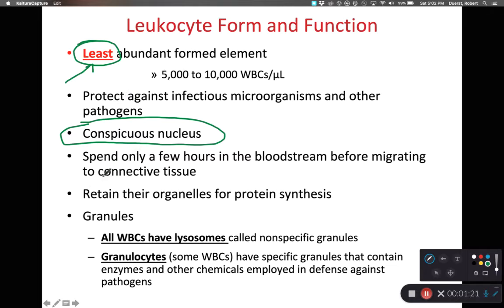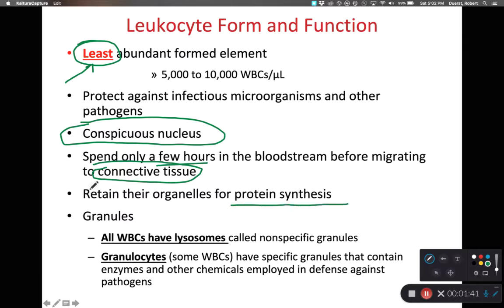Now, back on topic. When we think of these leukocytes, they typically only spend a few hours in the bloodstream. They don't spend a lot of time in our bloodstream. They're going to spend most of their life cycle roaming around in other connective tissues of our bodies. Some organelles are going to be retained within our leukocytes because these leukocytes are going to be actively synthesizing proteins.